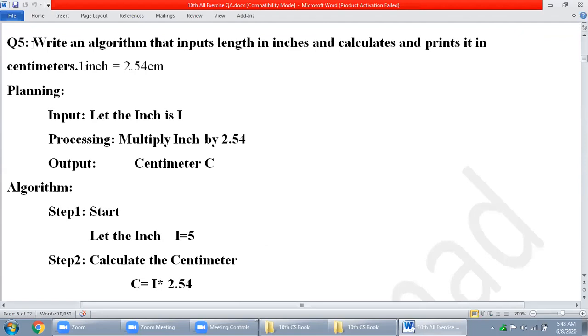Question number 5: write an algorithm that inputs length in inches, and calculates and prints it in centimeters. Keep in mind this formula: 1 inch is equal to how much centimeter? 1 inch is equal to 2.54 centimeters. If you know this unit, you can solve this algorithm very easily. But if you don't know it, there is no need to solve the algorithm. So keep in mind, 1 inch is equal to 2.54 centimeters.